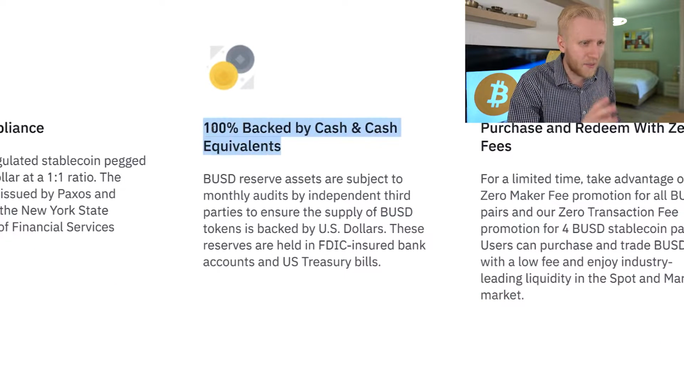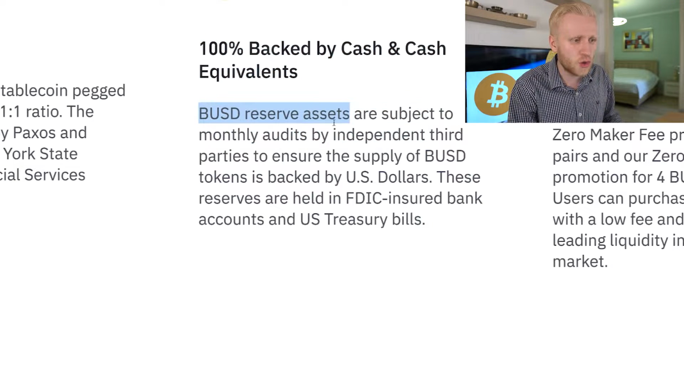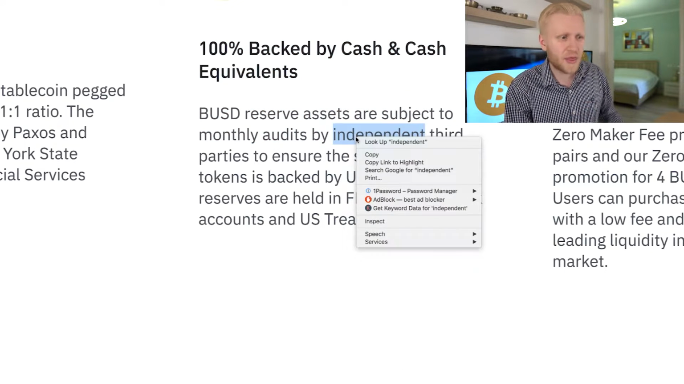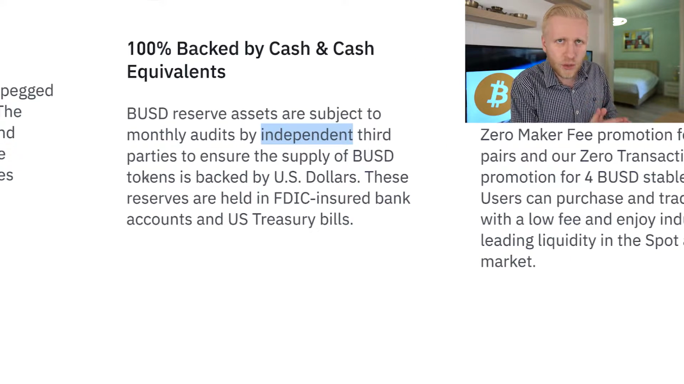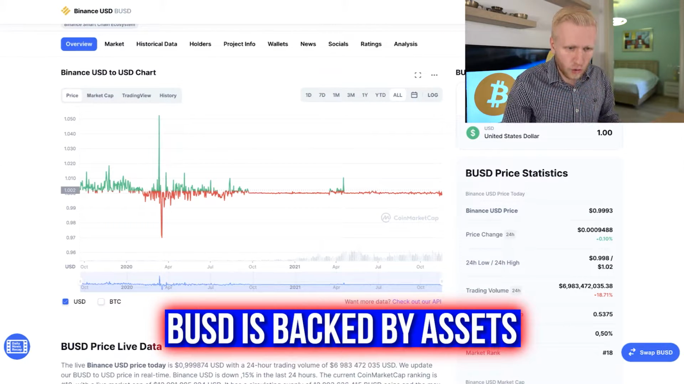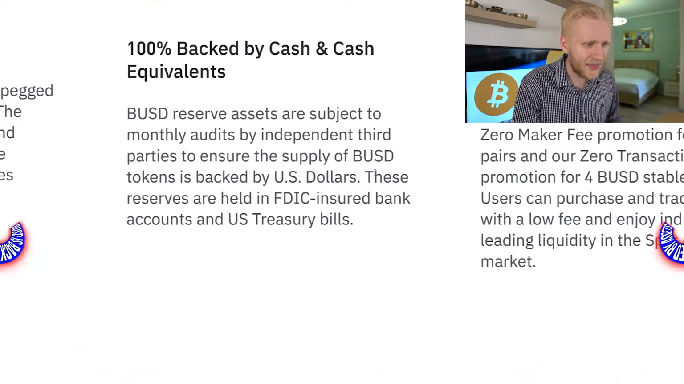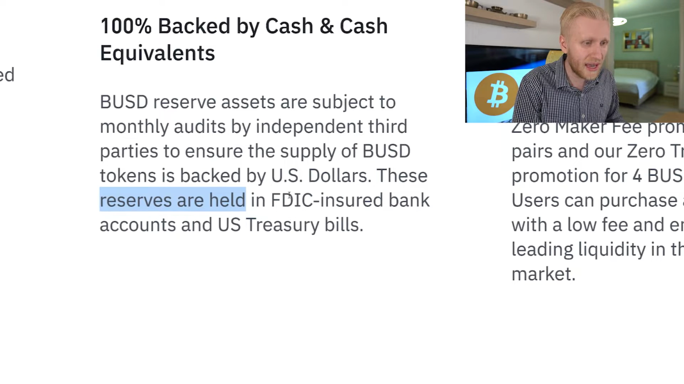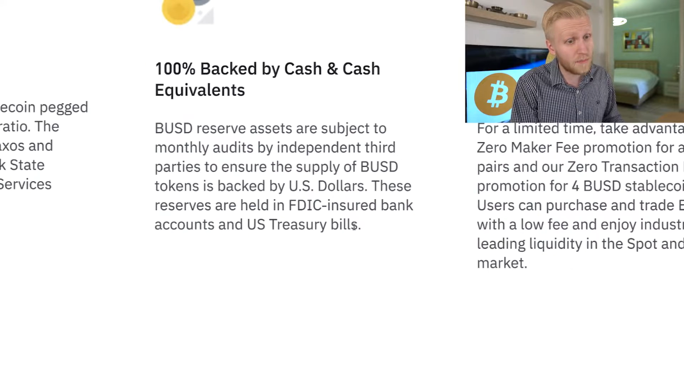Then it's 100% backed by cash and cash equivalents. BUSD reserve assets are subject to monthly audits by independent third parties to ensure the supply of BUSD tokens is backed by US dollars. In other words, for each BUSD in circulation, there will be assets backing it. So they should be able to return $1 US to anybody who wants it for 1 BUSD. And these reserves are held in FDIC-insured bank accounts and US Treasury bills. So that's really big.